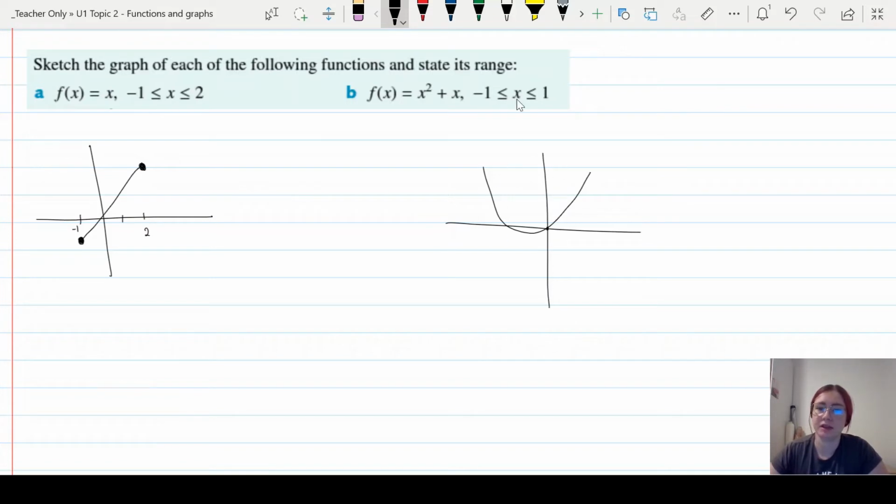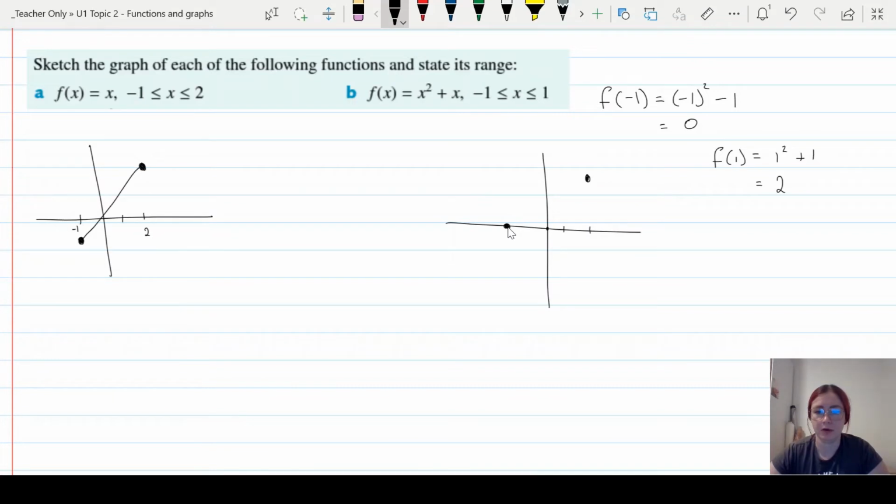Easiest way to sketch something like this, given our domain, is just to work out what those endpoints actually equal. So what is f of -1? That's going to be -1 squared plus -1, so 0. So when x is -1, y is going to be 0, which means that point there is going to be the start of our restricted function, and then f of 1 is going to be 1 squared plus 1, which is 2. So if we go 1, 2, it's going to be about there.